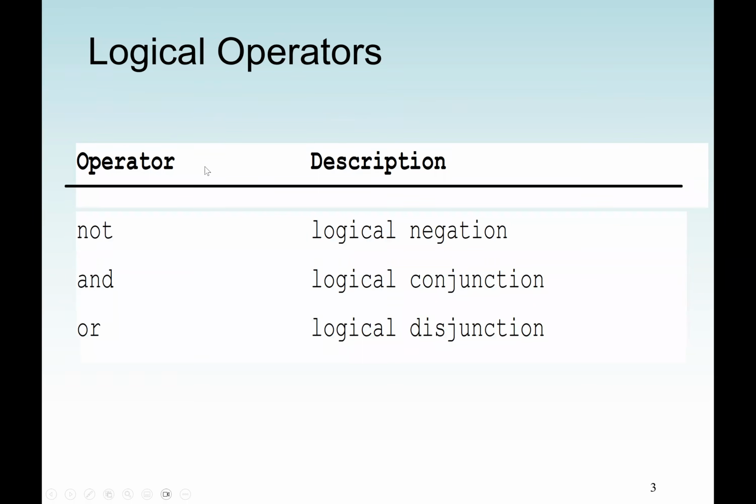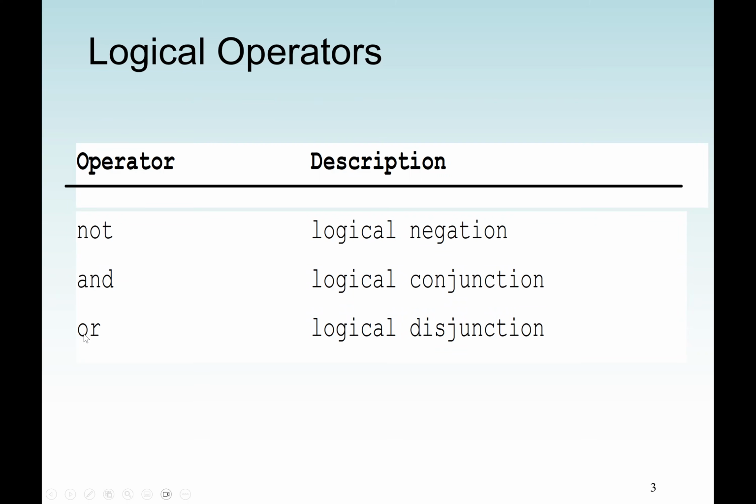So these are the logical operators. We have the not, and, or. Not is a logical negation, which means if we say not true, it's false, and not false means it's true. So the not operator is to negate. And the and operator is called the logical conjunction. So if we have two or more conditions and we are using the and operator, all the conditions have to be true in order to perform any task.